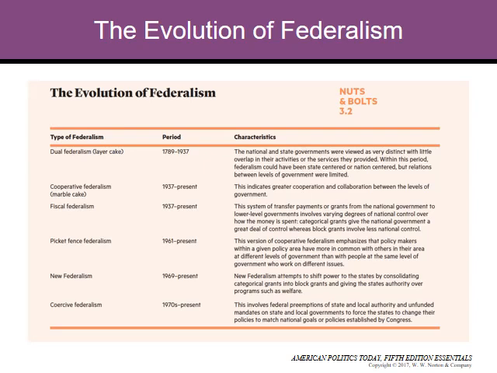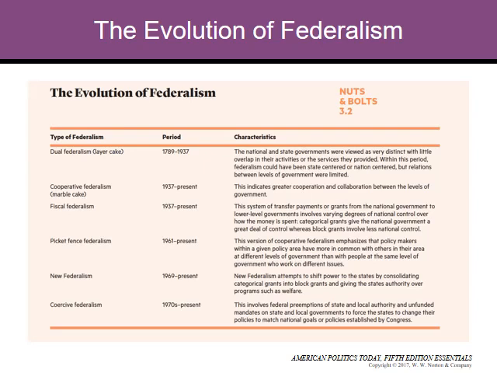Cooperative federalism, which is often termed marble cake federalism, started in 1937 in the middle of the Great Depression and continues till today in a lot of respects. This indicates greater cooperation and collaboration between the levels of government. The two levels of government have to communicate with each other and work together.